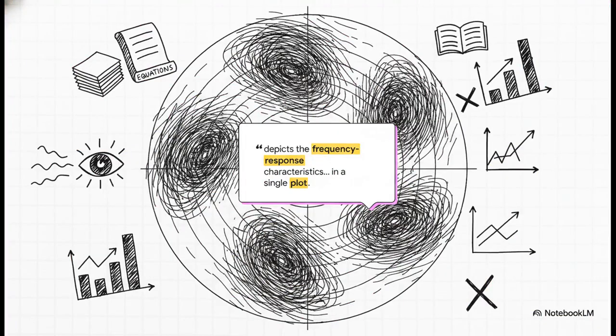There's a quote from our source material that really hits the nail on the head. It says, "An advantage in using a polar plot is that it depicts the frequency response characteristics of a system over the entire frequency range in a single plot. Instead of flipping through dense pages of equations or cross-referencing multiple charts, you condense an infinite range of frequencies into one readable fingerprint. It's visual intuition completely backed by rigorous mathematics."